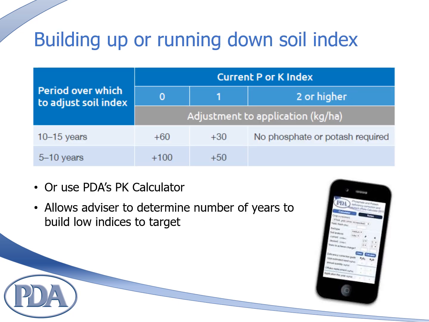The adjustments built into the fertiliser manual are based on making a change to the index over a 10 to 15 year time period. The rates can be adjusted to make the amendment over a shorter time period, or the PDA's PK calculator can be used to select the number of years. The calculator can be found on the PDA website and is also available to download as an app for both Android and Apple.